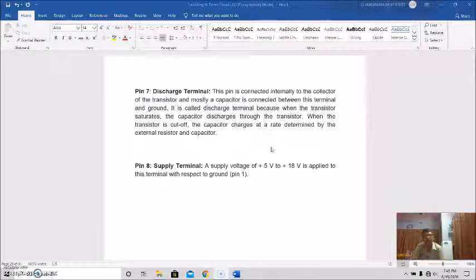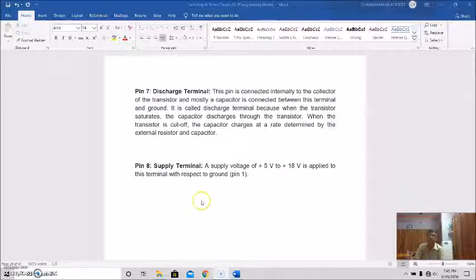So once again I am telling, pin number 7 is the discharge terminal, and it is connected internally to the collector of the transistor, and mostly a capacitor is connected between this terminal and ground. It is called discharge terminal because when the transistor saturates, the capacitor discharges through the transistor, and when the transistor is cut off, the capacitor charges at a rate determined by the external resistor and capacitor. That's why pin 7 is called a discharge terminal.